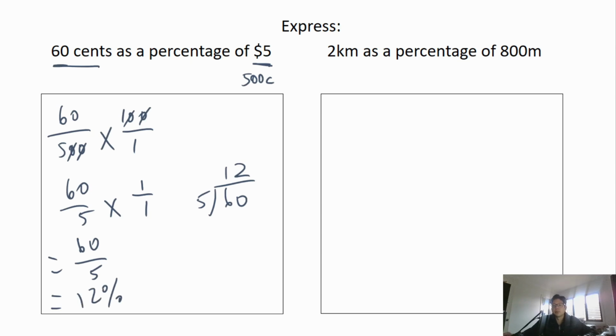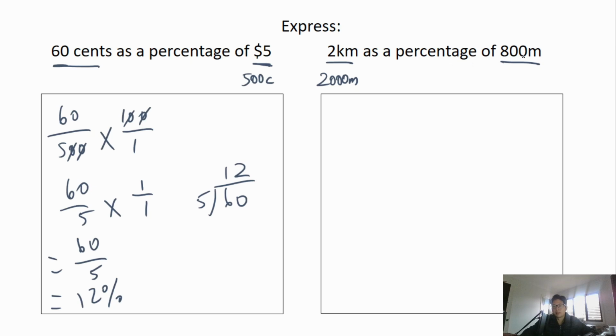Alright, so same deal with the next one. We need to write it as a fraction and then multiply by 100. And in this case, we also need to change the units so they're common. We have 2 kilometers here and 800 meters here. I'm going to make them both into meters. Once again, you can make them both into kilometers if that's easier for you, but I'll just do it with meters. So there's 1000 meters in a kilometer, so there's 2000 meters in 2 kilometers. So 2 kilometers as a percentage of 800 meters.